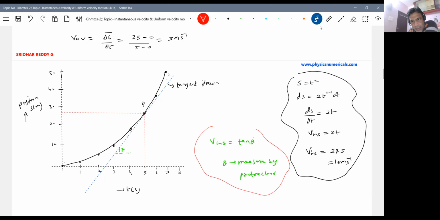This is method 1. This is method 2. This is using a geometrical instrument. This is using differentiation. I think this will be much easier, no? Every time we can't draw this.